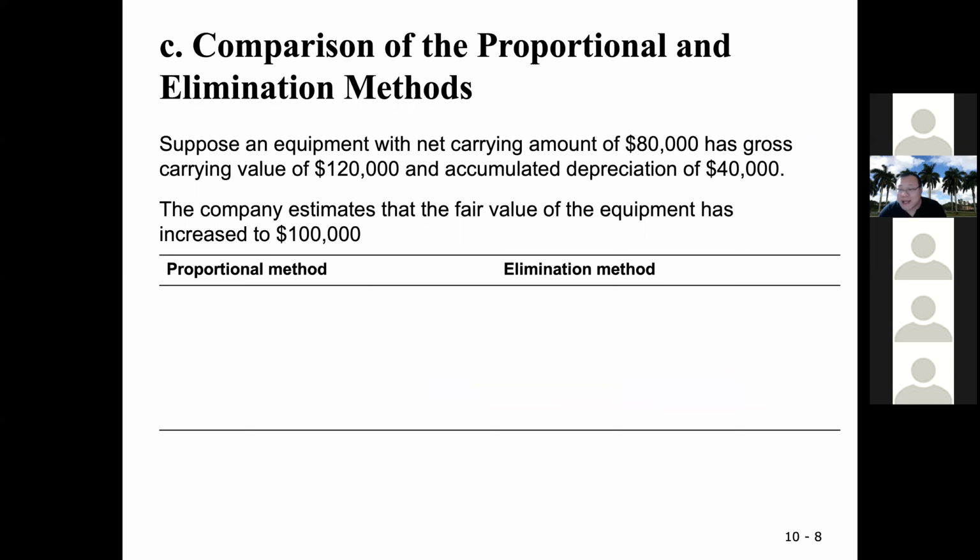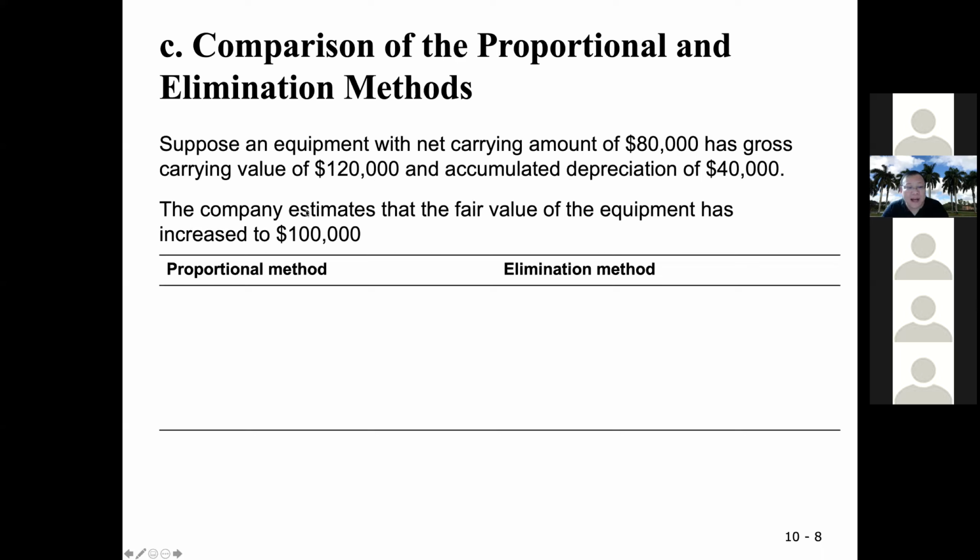So suppose an equipment with a net carrying amount of 80,000 has a gross carrying value of 120,000 and accumulated depreciation of 40,000. Okay, this is pretty clear, right? The cost account has a balance of 120. The accumulated depreciation account has a balance of 40. So the carrying value is the difference, which is 80, right?